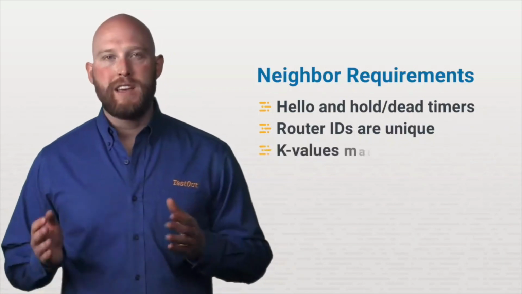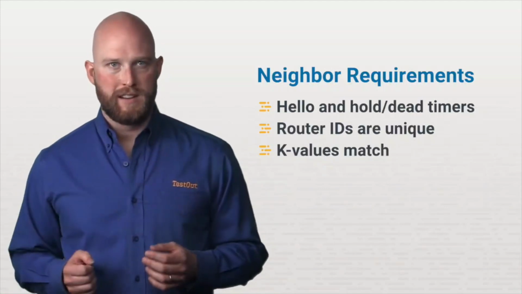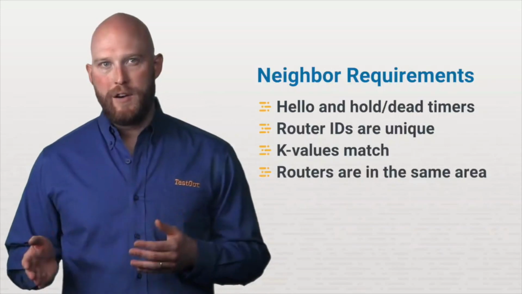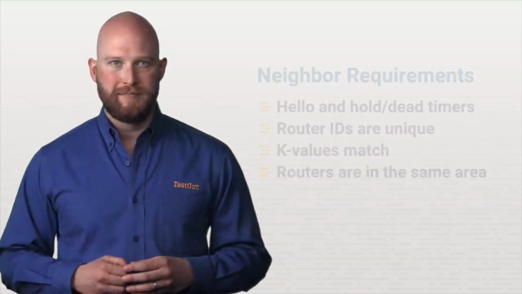Next, we check for matching K values, because EIGRP uses these values to determine its metrics. Routers must be in the same area for OSPF. Lacking any one of these requirements could prevent neighboring.